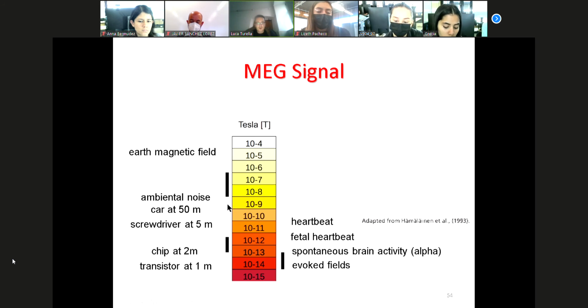So just to show you, for example, if you have a car moving at 50 meters from the MEG, this signal is way higher than the one that you are collecting. And if you don't have any way of shielding the place in which you are recording the signal, you will see nothing.